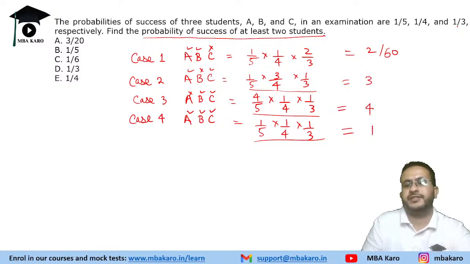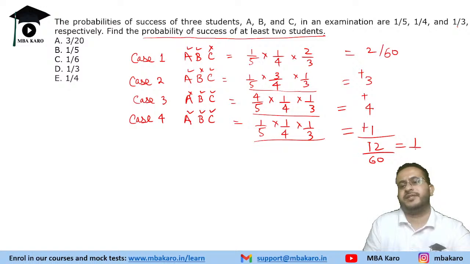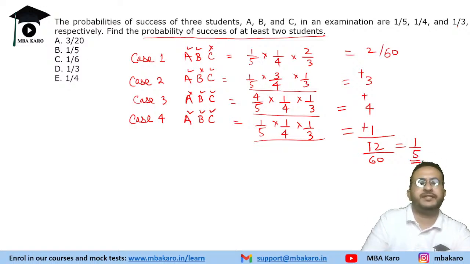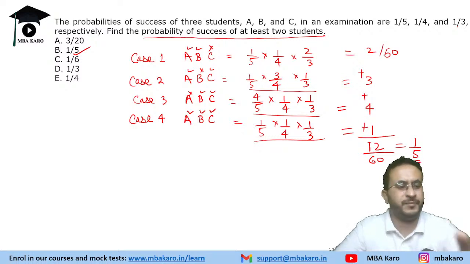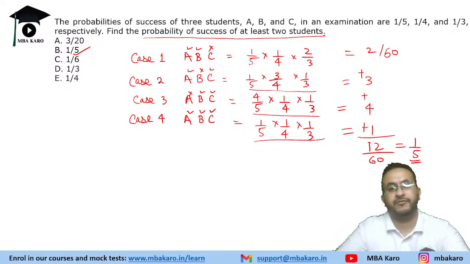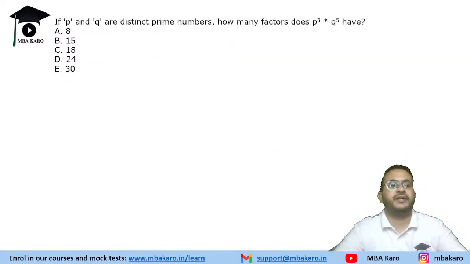Here the numerator is 1. So we have 7 plus 5, 12 by 60. So 12 by 60 means 1/5. So the probability is 1 by 5. At least two of them are successful, the probability is 1 by 5. Okay. All right. Let's see the next question.